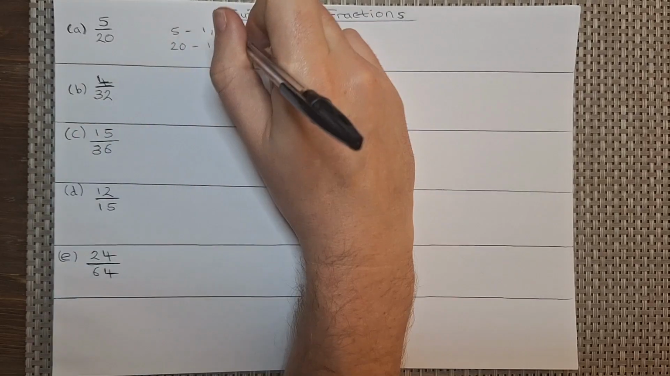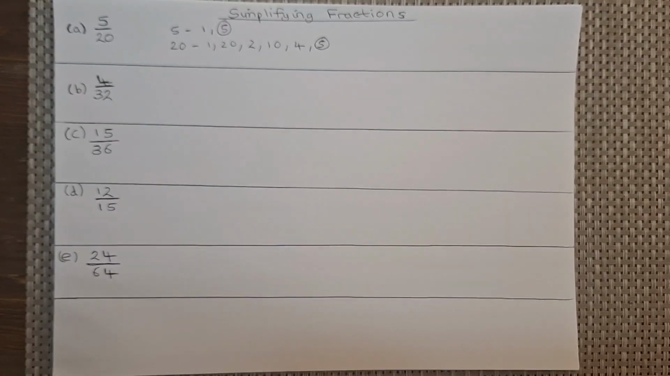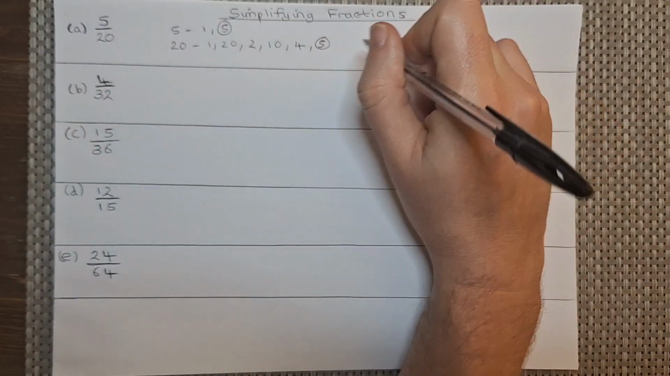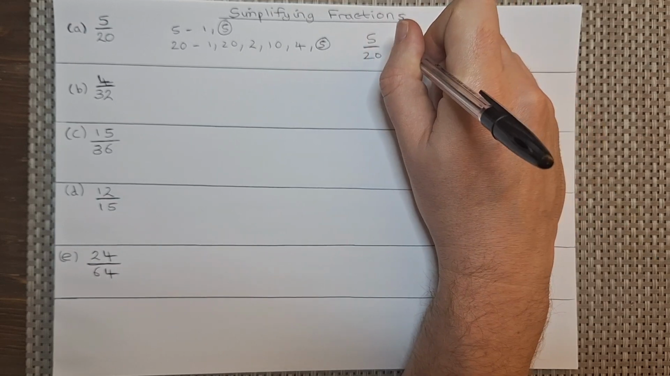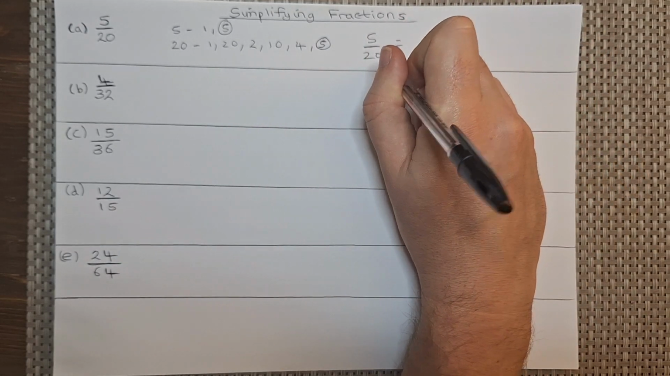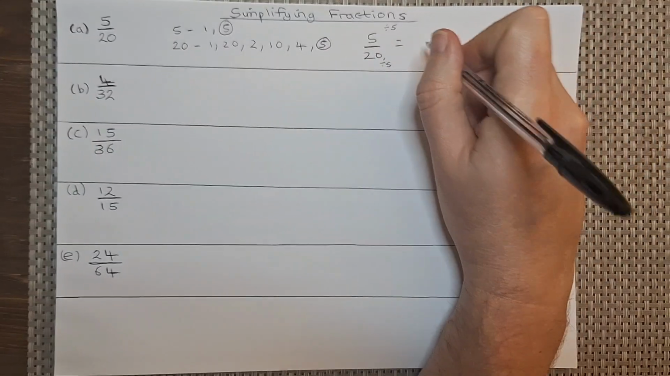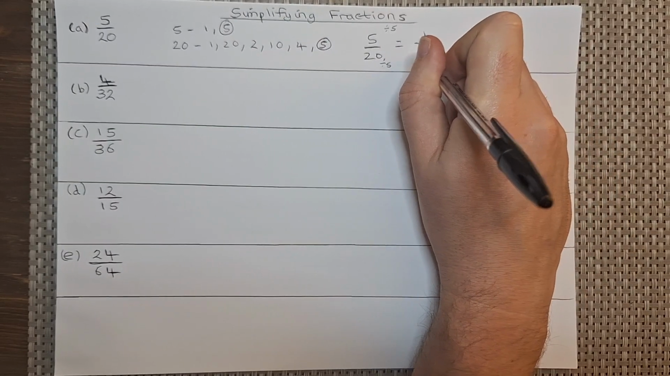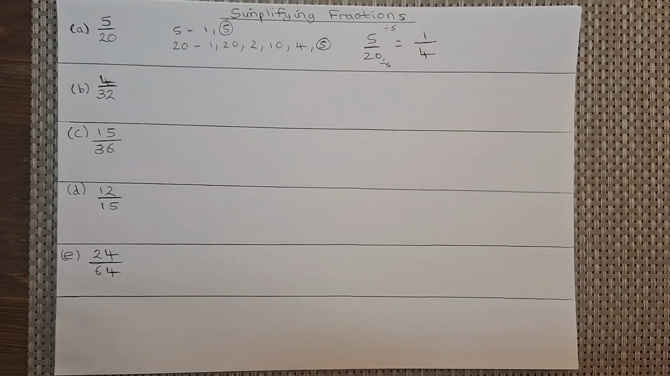As you can see here, 5 is the highest common factor. So we just want to simply divide both the numerator and the denominator by 5, okay? So 5 divided by 5 is 1, and 20 divided by 5 is 4. So we have a quarter. So 5/20 has been simplified to a quarter. Now that is in its lowest term.